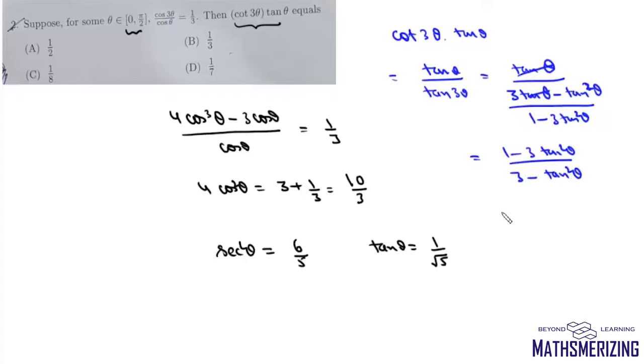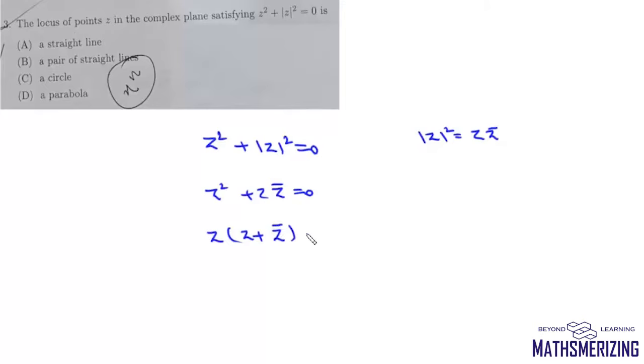Now tan square theta is 1 by 5. So it will be 1 minus 3 by 5 upon 3 minus 1 by 5. Now this is 5 minus 3, 2. And this is 15 minus 1, 14. So this value is 1 by 7. And that's your option D.